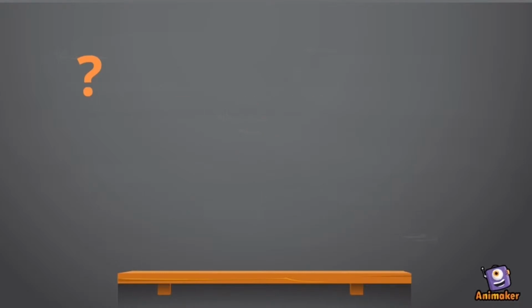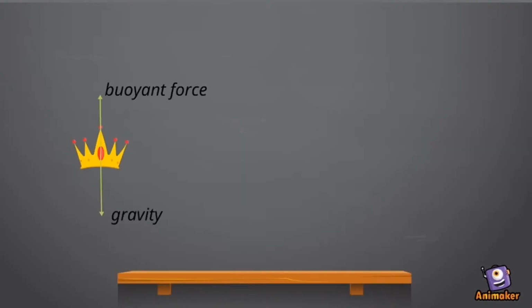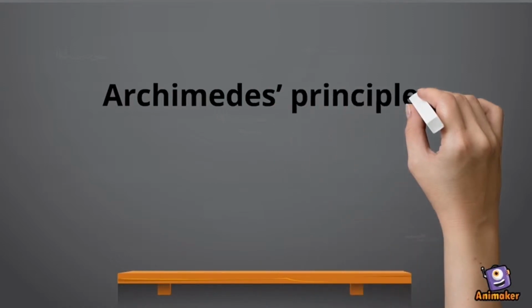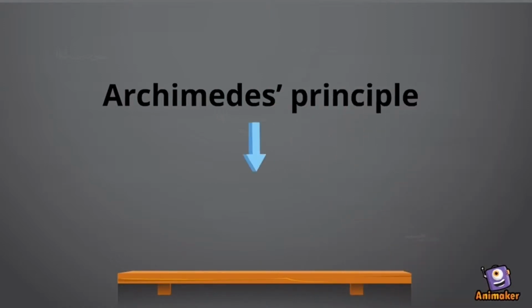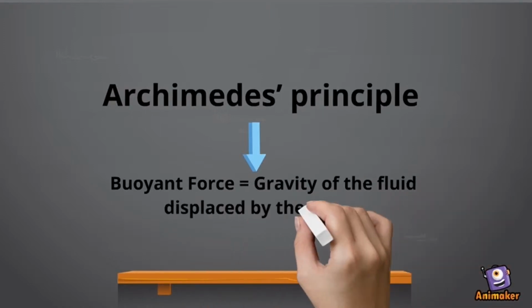Someone may get confused about why he can figure out the relationship between the volume and density. So let me just explain it a little bit. Gravity should be equal to buoyancy, so buoyant force is equal to gravity. And this is the basic idea of Archimedes' principle, which explains the buoyant force on an object is equal to the weight of the fluid displaced by the object.